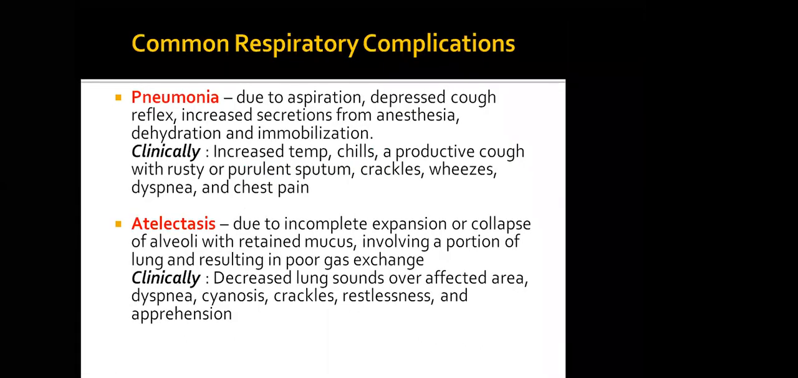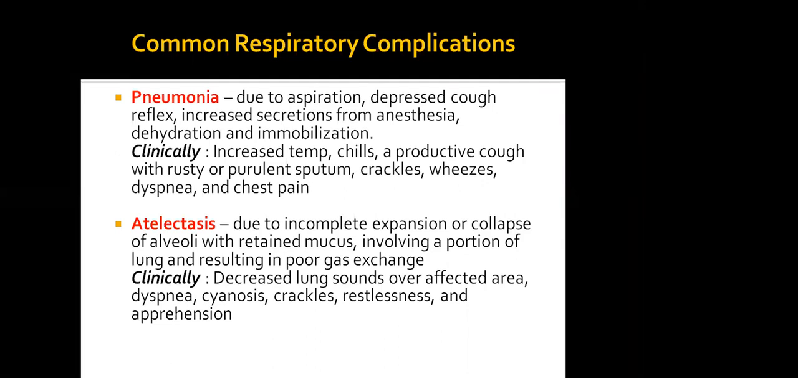The common respiratory complications which we encounter in the early perioperative period are pneumonia and atelectasis. Atelectasis is because of incomplete expansion or collapse of alveoli. There is a retained mucus plug, and that is called atelectasis. And similarly, pneumonia develops due to aspiration, decreased cough reflex, and increased secretions.